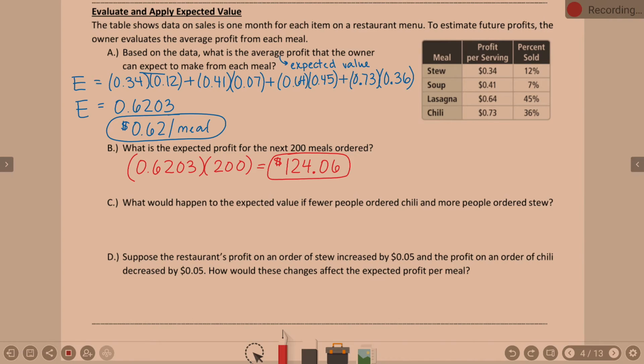Surely restaurants make more than that per meal. I don't feel like that's very accurate. Can't say I've ever worked in the restaurant business, but it just doesn't seem very accurate to me.